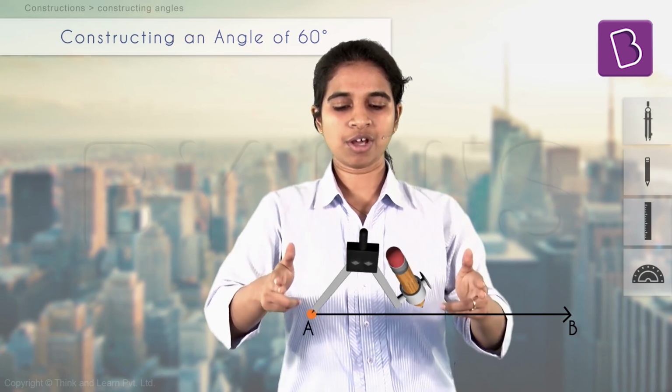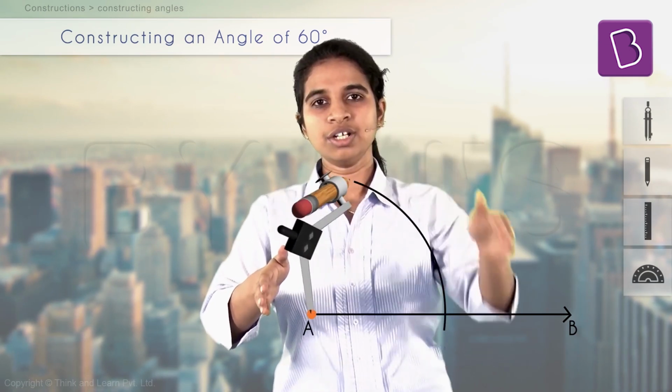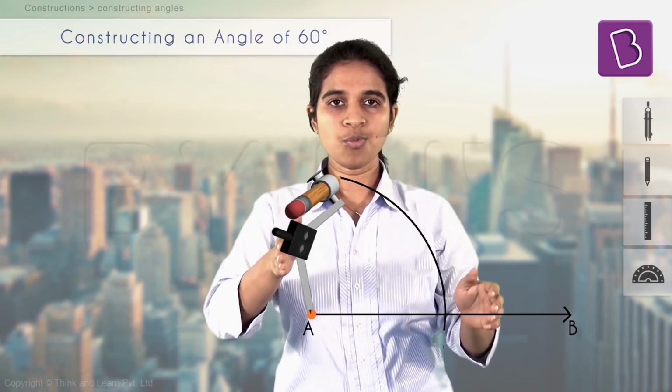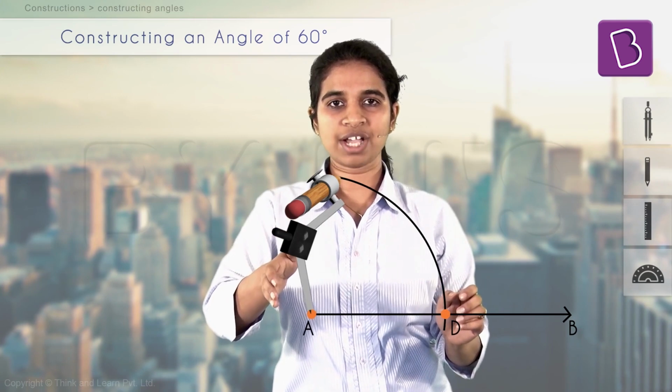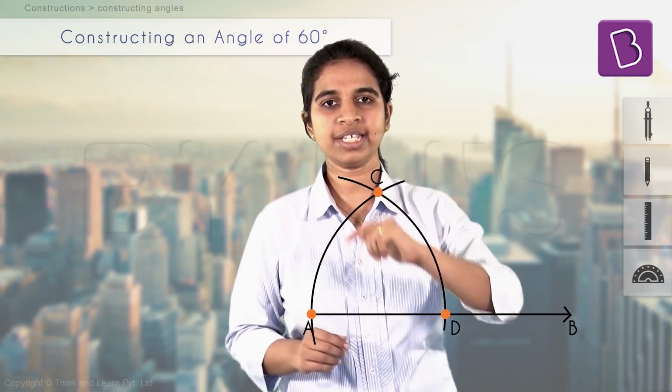Measure any distance in your compass. Keep the leg of the compass at point A. Draw an arc. Draw a big arc. Now move, let me call this point D. Now move the leg of the compass to point D. Keep the distance the same and mark one more arc. Let me call that point C.